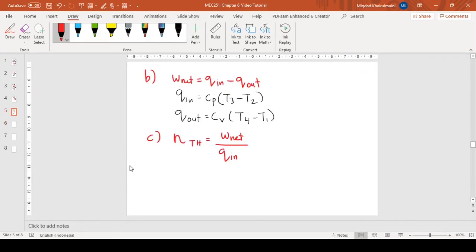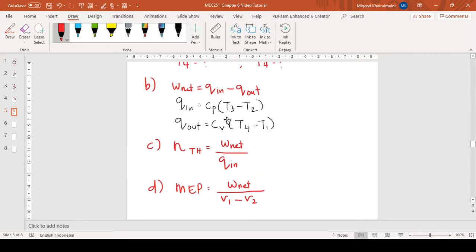And for D, we have to calculate the mean effective pressure. So since we have calculated the lowercase work net, we will use the equation lowercase work net divided by the specific volume at state 1, which is the maximum specific volume, minus the specific volume at state 2, which is the minimum specific volume. Okay, so we can find the mean effective pressure. So once we have all the equations which are required, we can find the respective properties.